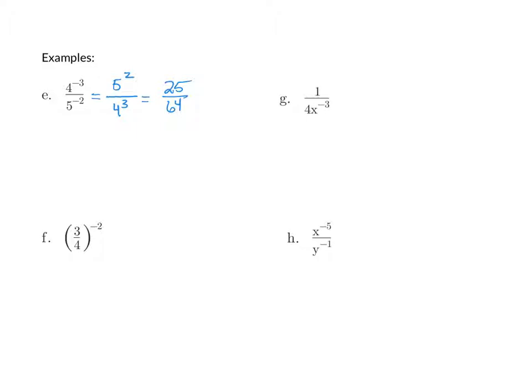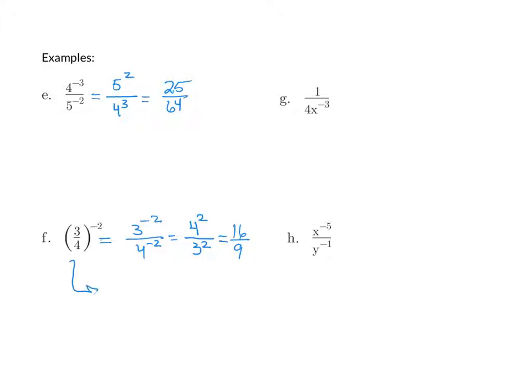Now for example F, you can go ahead and distribute the exponent of negative 2. If we do that first, we get 3 to the negative 2 over 4 to the negative 2. From there, I would need to move them to the other side of the division bar, so we would get 3 squared goes down to the bottom, 4 squared goes to the top, and we get 16 over 9.